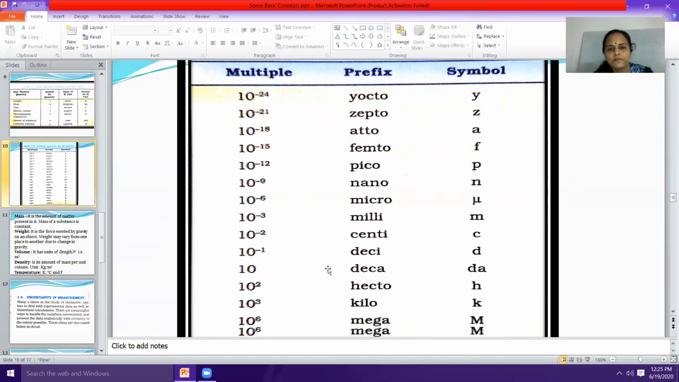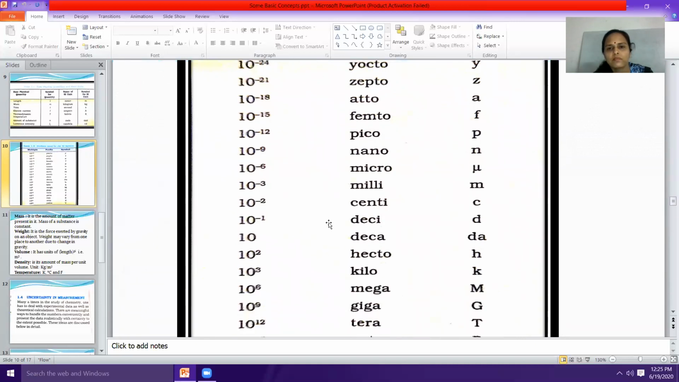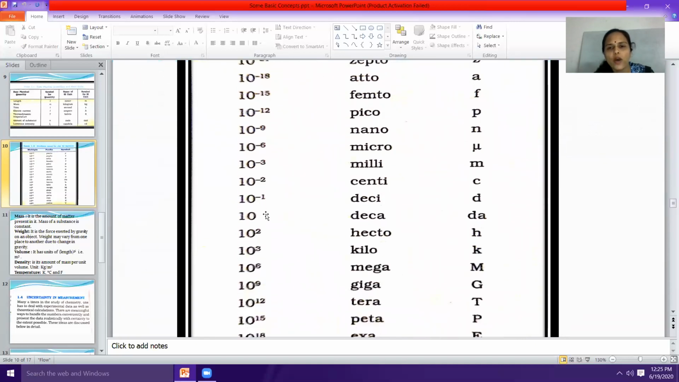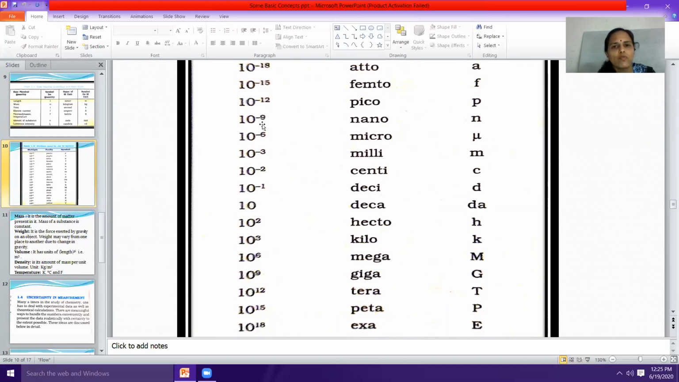Decimeter, you see 10 raised to minus 1. 1 decimeter equals 10 raised to minus 1 meters. If you see nanometer, 1 nanometer equals 10 raised to minus 9 meters. 1 picometer equals 10 raised to minus 12 meters.